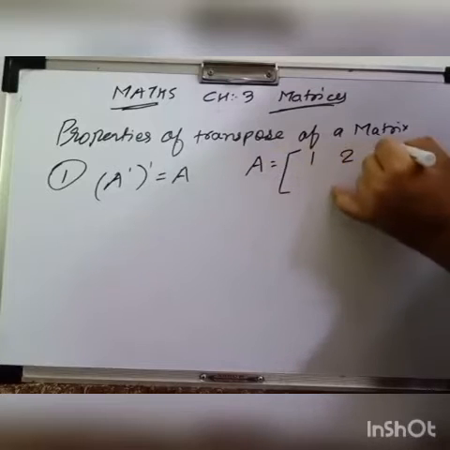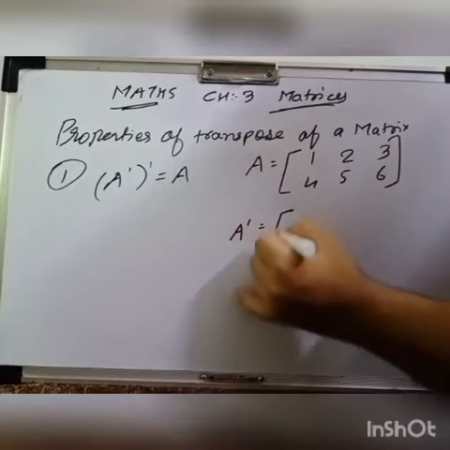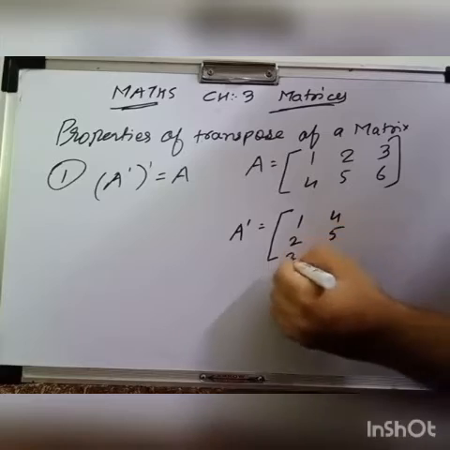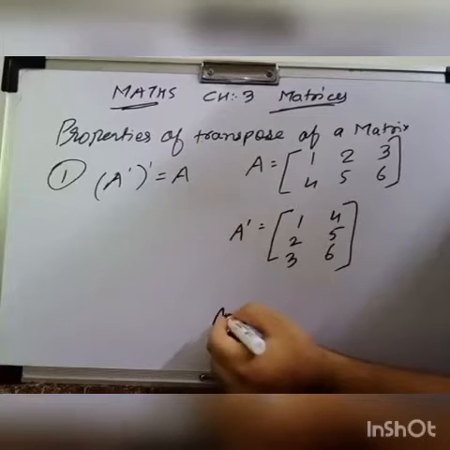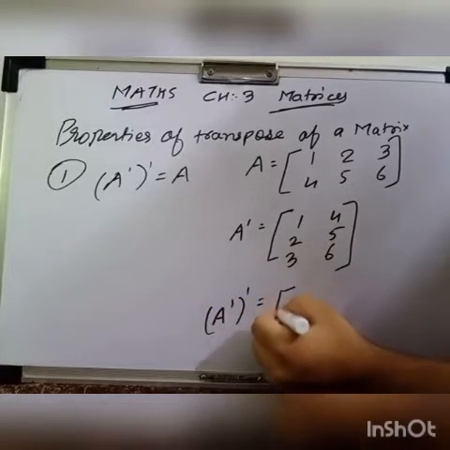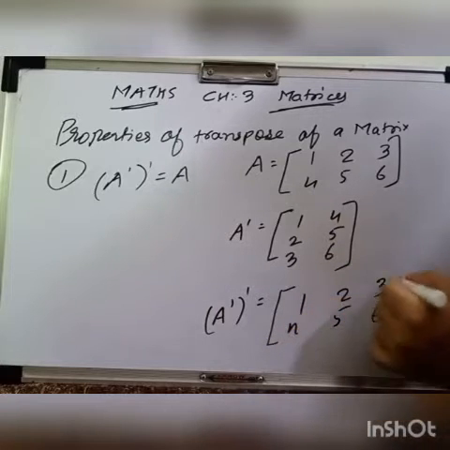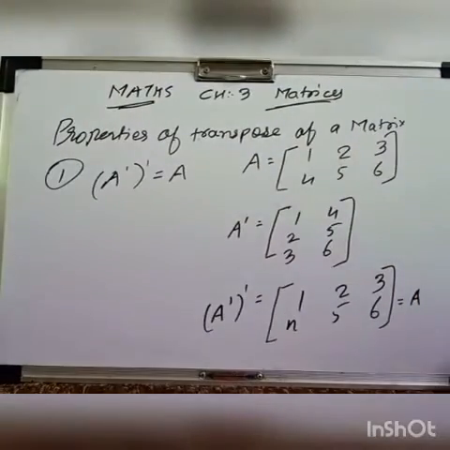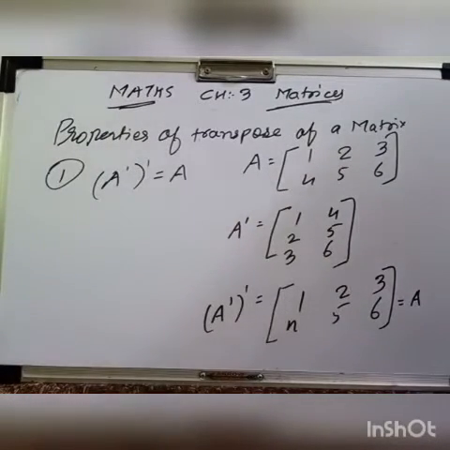Suppose here I am given one matrix and I am taking the transpose of that matrix, then I will get 1 4 2 5 3 6. Now let's try to take the transpose of this matrix, then I will get 1 2 3 4 5 6, which is my matrix A. So the transpose of a transpose matrix will give me the same matrix A.